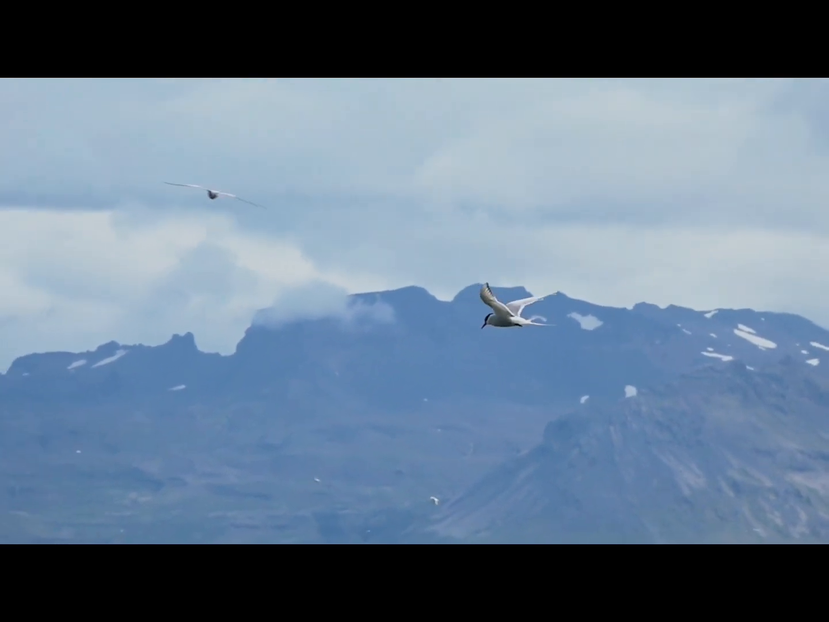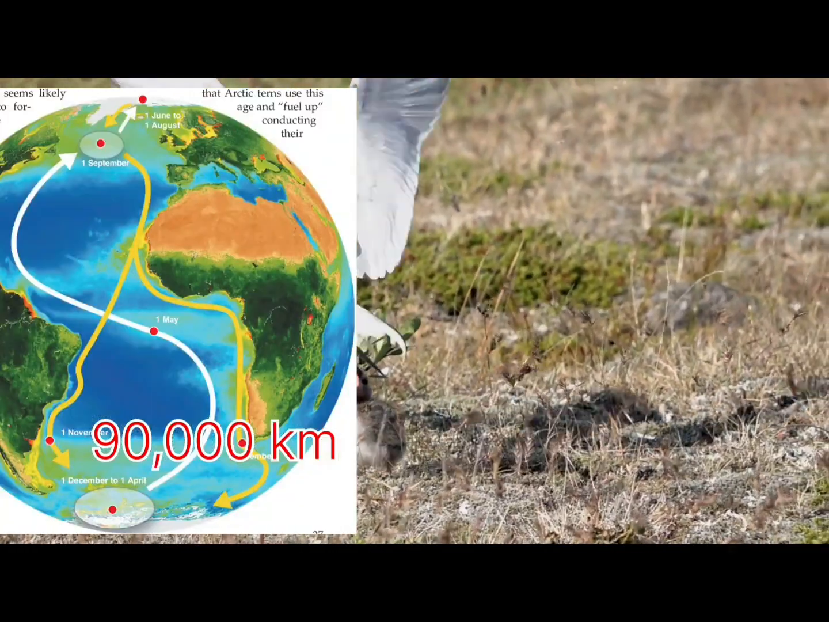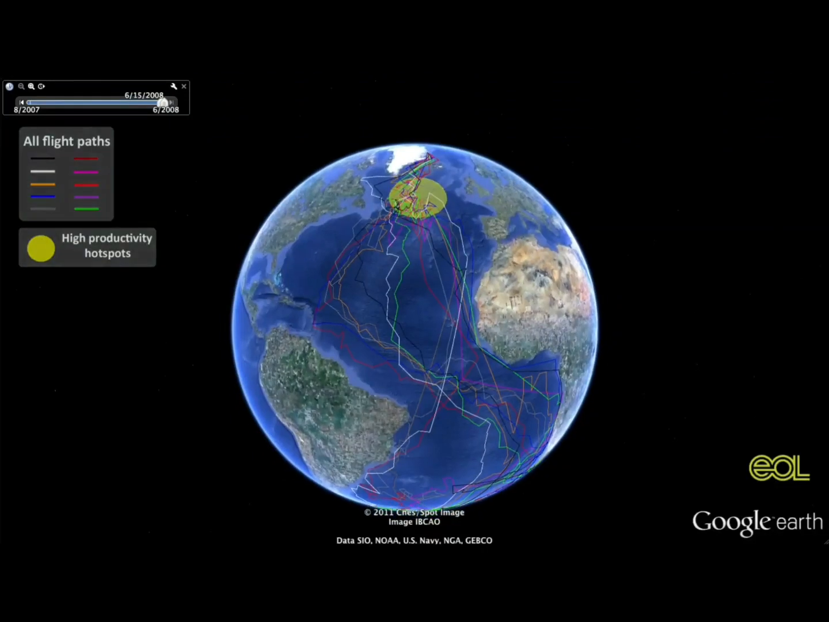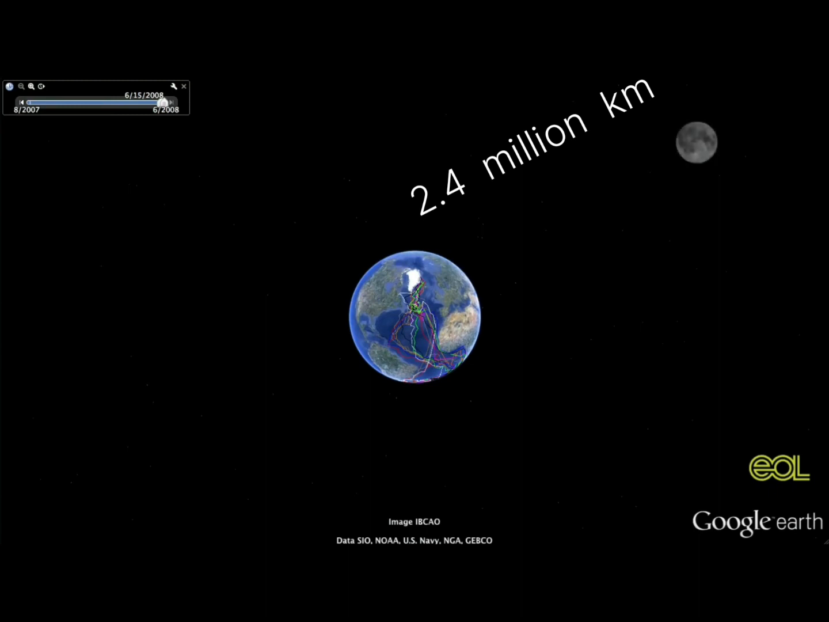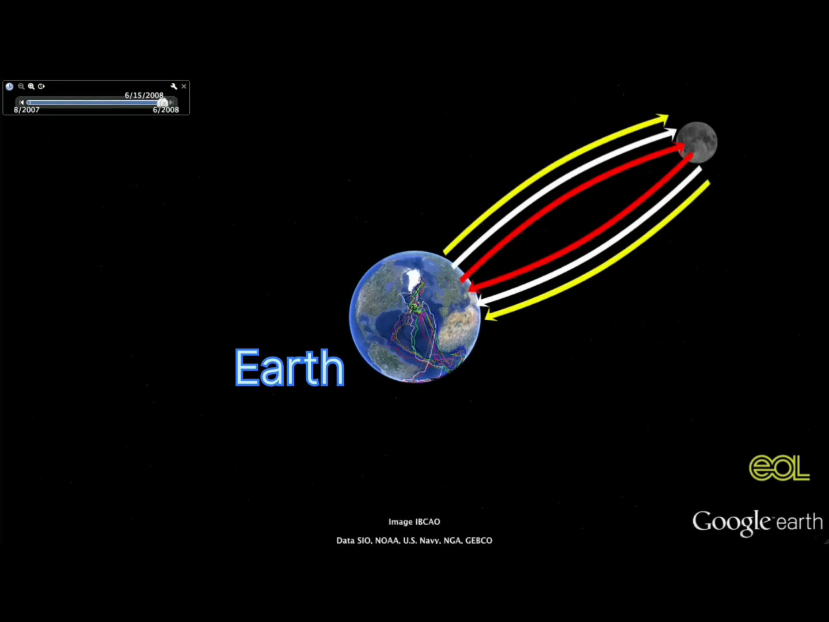This medium-sized bird travels about 90,000 km from pole to pole every year. The average Arctic tern lives about 30 years and travels some 2.4 million kilometers during its lifetime. It is equivalent to a round trip from Earth to the moon more than 3 times.